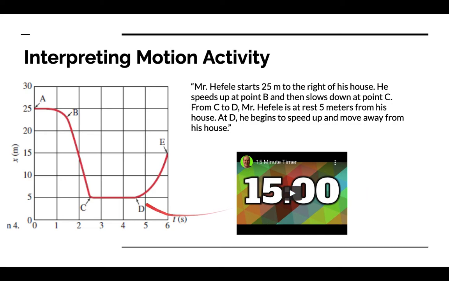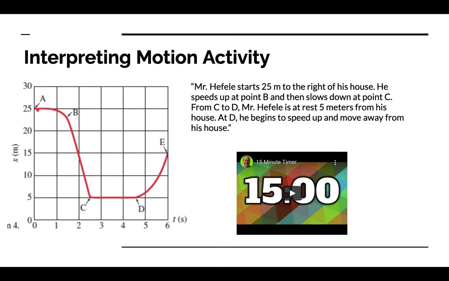The idea is you're going to sketch a position versus time graph that contains speeding up, slowing down, and then a change in direction, like we see happening from C to D. We change direction from C to D. Then you're going to write a story describing what's happening to the motion of the object over the entire position versus time graph.